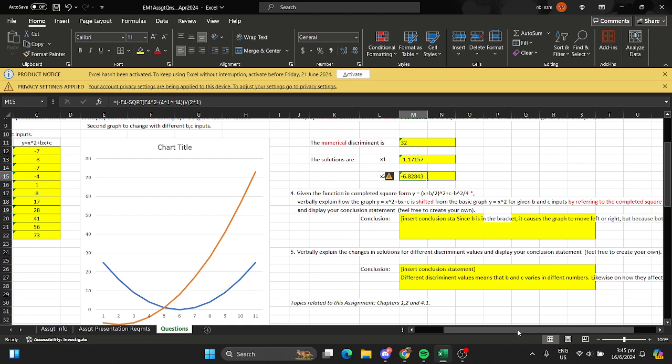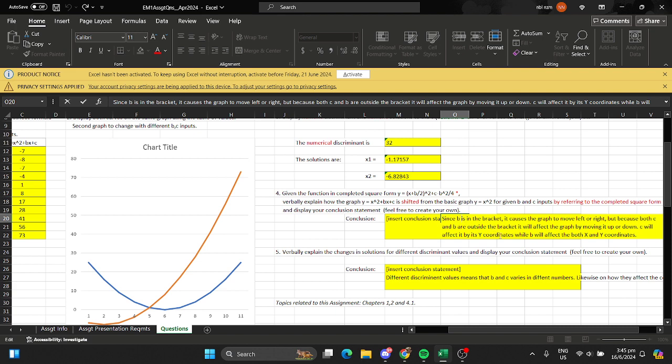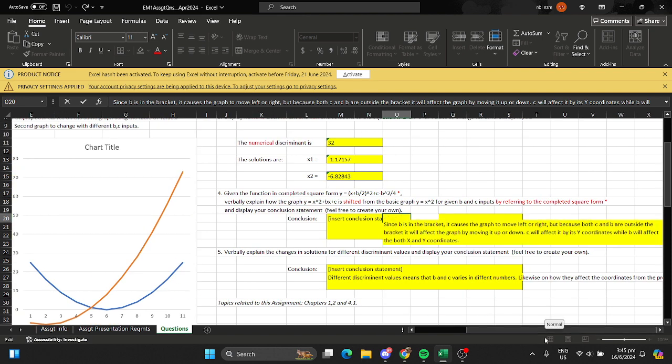Okay. For question 4, since b is in the bracket over here, it causes the graph to move left or right. But because c and b here are outside the bracket, it will affect the graph by moving it up or down. So c will affect it by its coordinates, while b will affect both x and y coordinates.